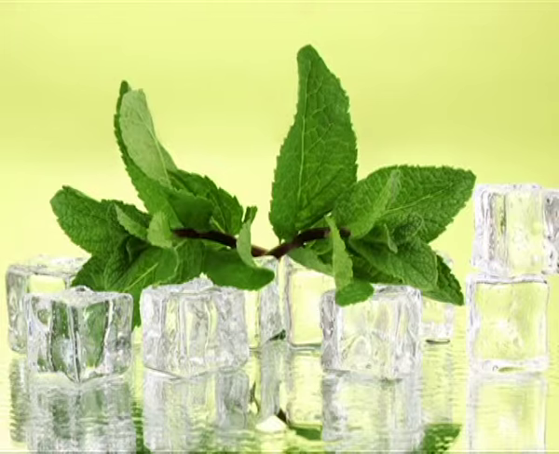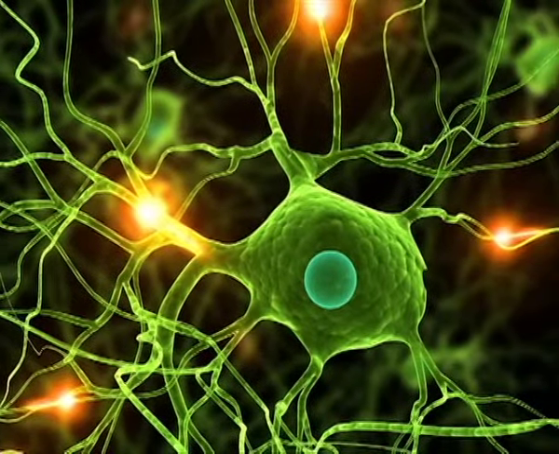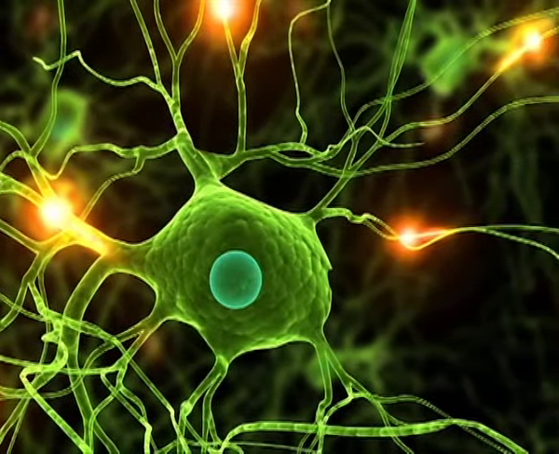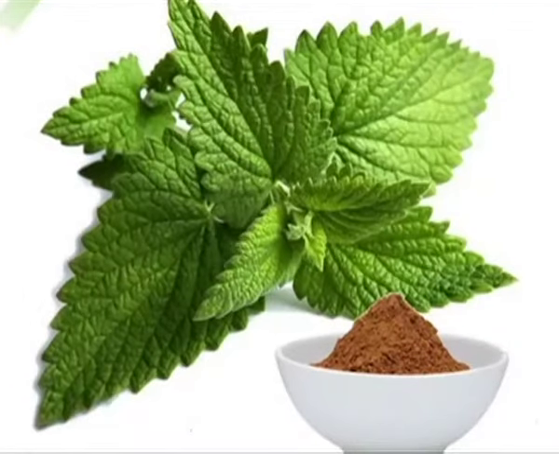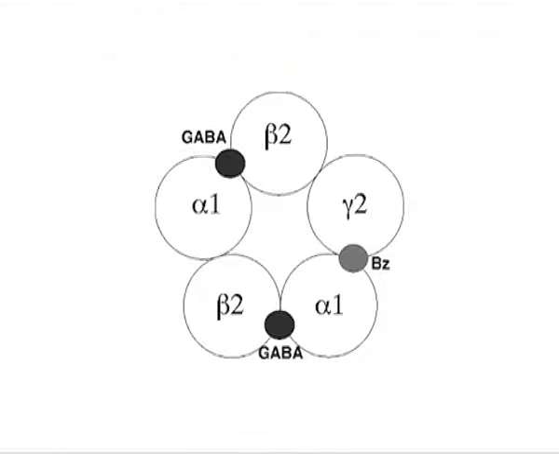Menthol also blocks voltage-sensitive sodium channels, reducing neural activity that may stimulate muscles. Menthol also shares anesthetic properties similar to propofol, which act by modulating the same site of the GABA A receptor.